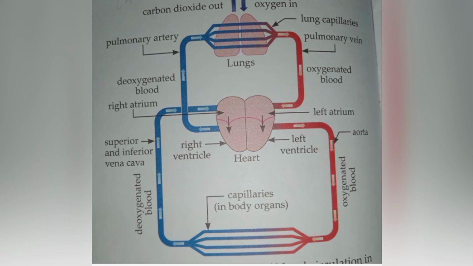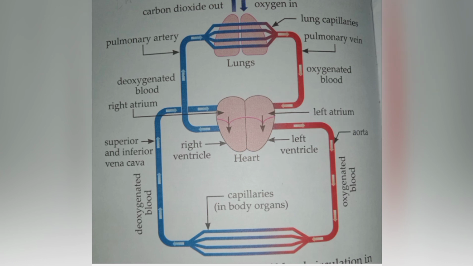Whatever information I gave you till now, you can refer to this diagram in order to understand the concept very nicely. You can take a screenshot if you want. This is a schematic diagram of blood circulation in the human body. These are the lungs, this is the heart, and these are the capillaries in the body organs. This is how oxygenated blood travels and how the deoxygenated blood travels.